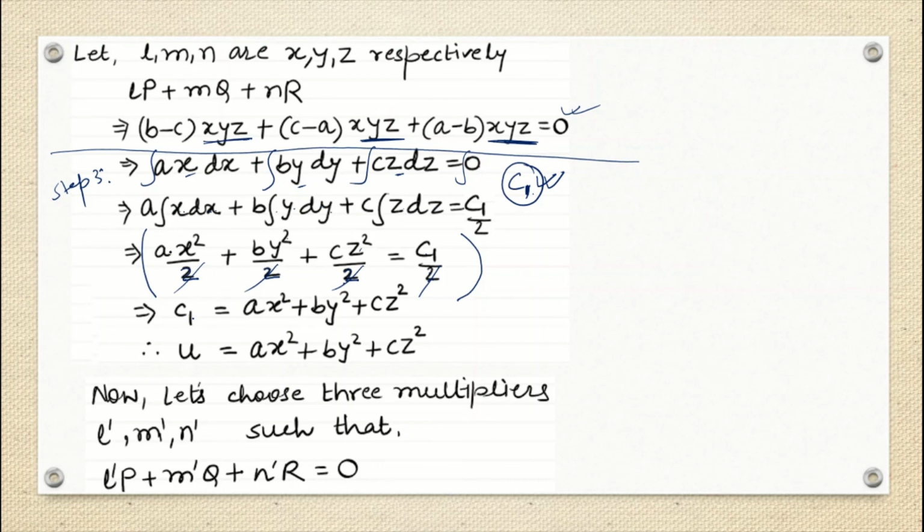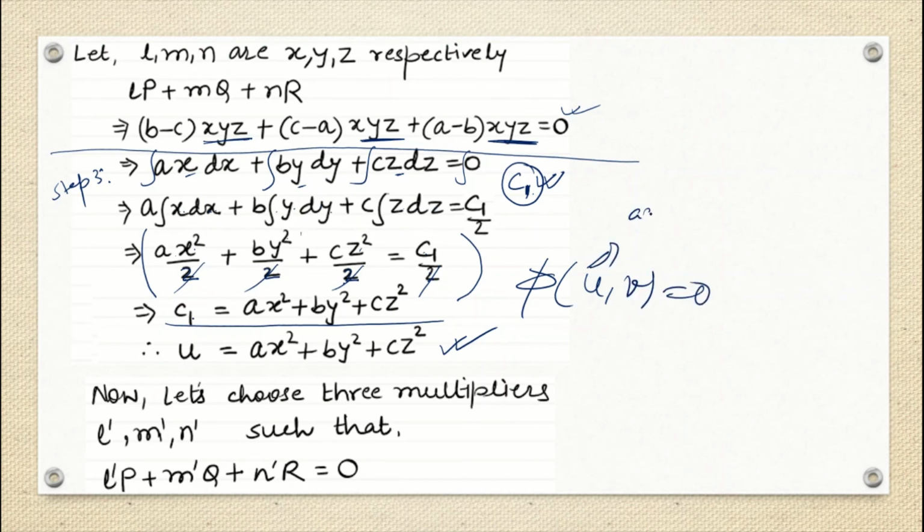c1 is ax square plus by square plus cz square. So I got my c1. This c1 I'm going to replace with u, the first independent solution of my integral surface of Lagrange's PDE. So this is what you have got. Fine? Now, since I have to get the solution in this fashion, I got my u. U is nothing but ax square plus by square plus cz square. I want to know what my v is.